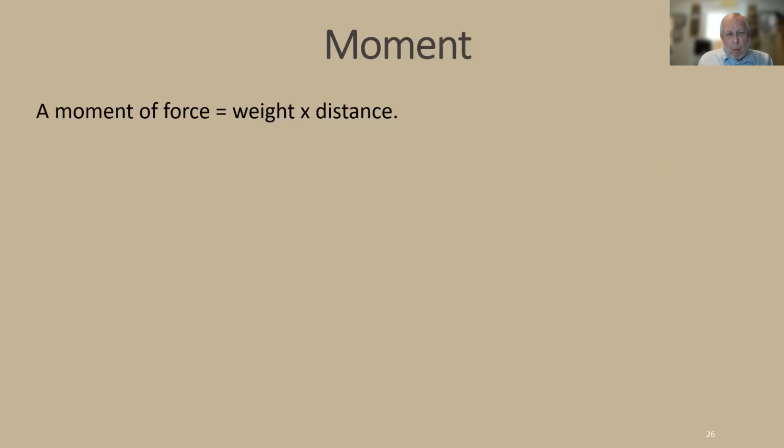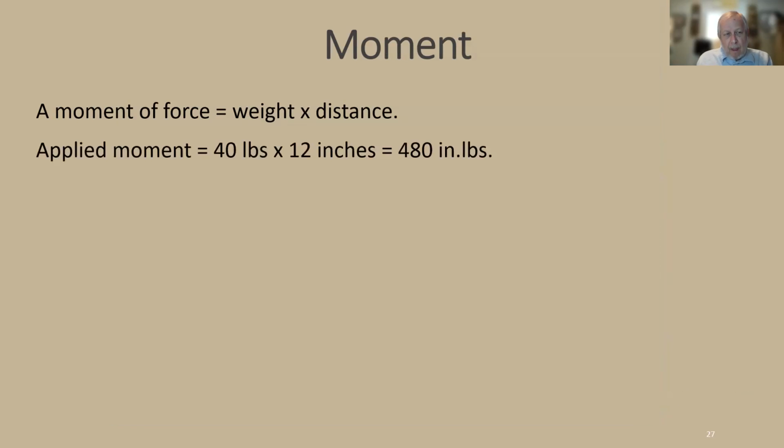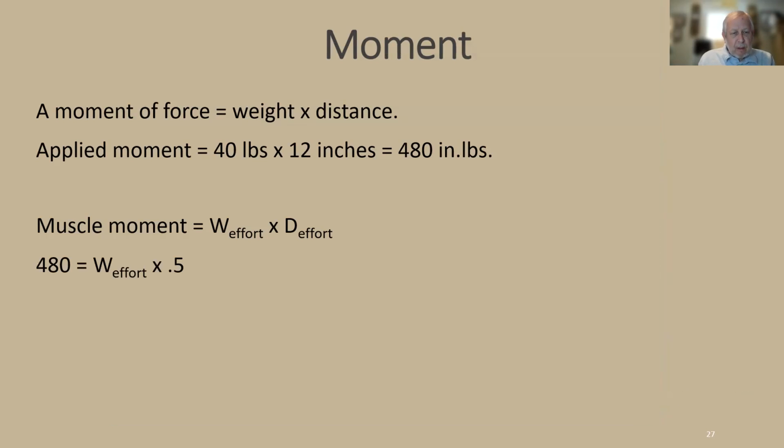So a moment of force equals weight times distance. The applied moment in this case is 40 pounds going 12 inches from the fulcrum, which is 480 inch-pounds. We're going to discount the weight of the arm itself in this exercise. So muscle movement equals weight of the effort times distance of the effort. That's your 480 inch-pounds.